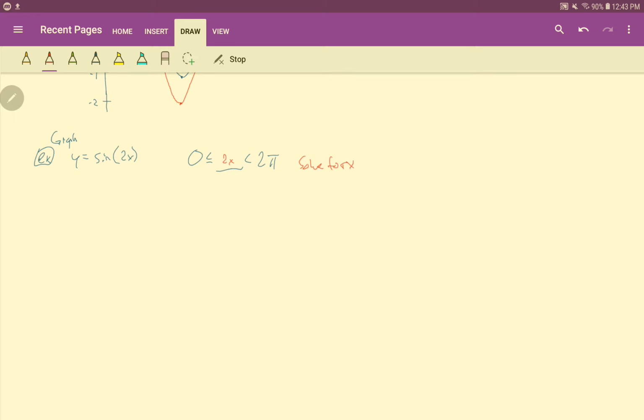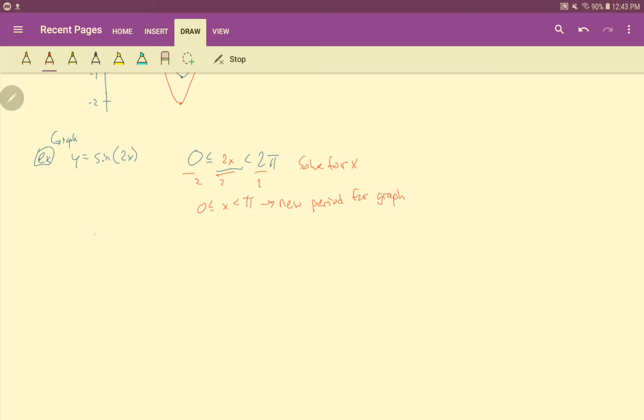Okay, so how would you solve for x here? What would you do? Well, you would divide everything by 2, right? And so dividing everything by 2 yields 0 less than or equal to x less than, oops, not 2 pi, right? 2 pi divided by 2 is pi. So our new period for our graph is 0 to pi. So we're going to start at 0 and go out to pi.